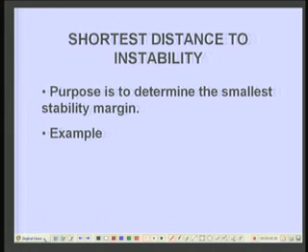Now, let us try to understand briefly what we mean by the shortest distance to instability. The purpose of this study is to determine the smallest stability margin, that is, whenever you are operating at a certain loading condition, we would like to know how much increase in load can be made so that the system becomes unstable. It means how far we are from the instability, but our interest is to find out the shortest distance.